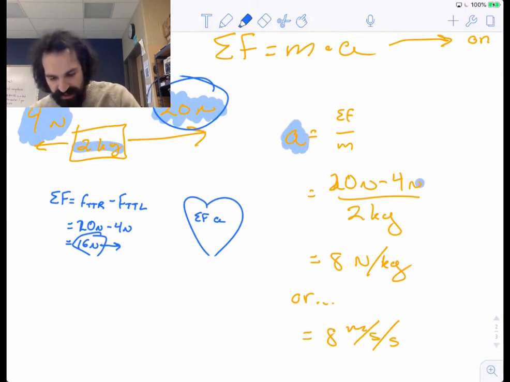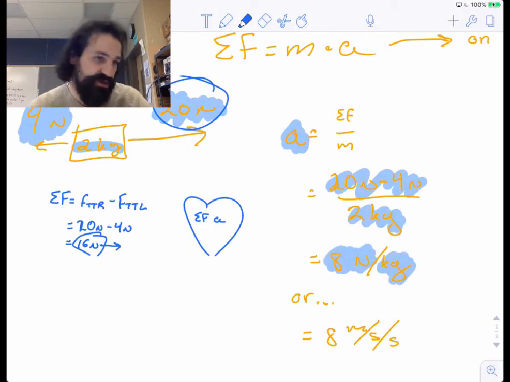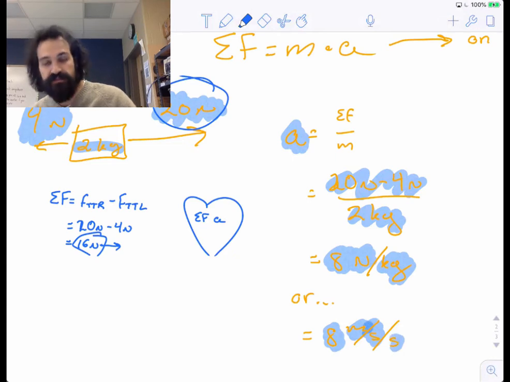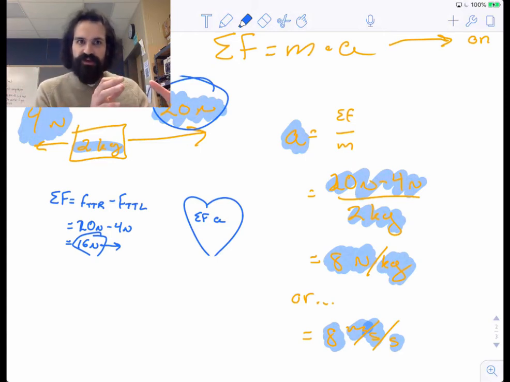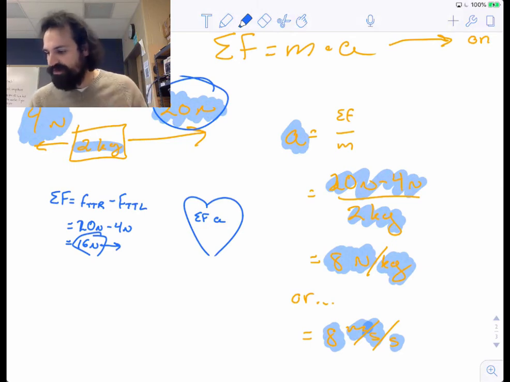We divide that 16 newton net force by the mass, 2 kilograms. And when you do that, you're going to find that there's going to be 8 newtons of push for every 1 kilogram that the object has. Or it's going to cause the object to accelerate 8 meters per second every second. So every second, if it's moving forward, it's going to get 8 meters per second faster. If the box was initially moving to the left, it would slow down 8 meters per second. Or rather, it's gaining a positive 8 meters per second. It's gaining 8 meters per second to the right every second.